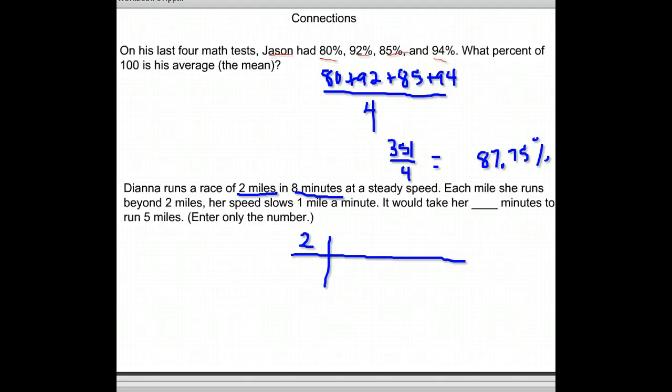Okay, so here's how I broke it down when I solved this problem. The first 2 miles she ran in 8 minutes. And it said after that, every mile she ran after that, she slowed down a mile. So on mile 3, okay, let's think. In those first 2 miles, if she ran 2 miles in 8 minutes, how many minutes is it taking per mile?